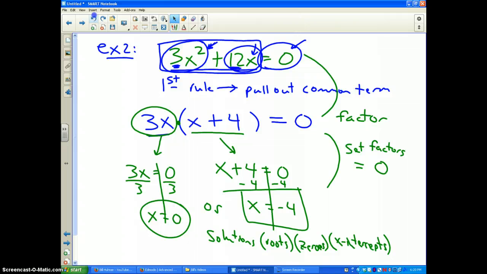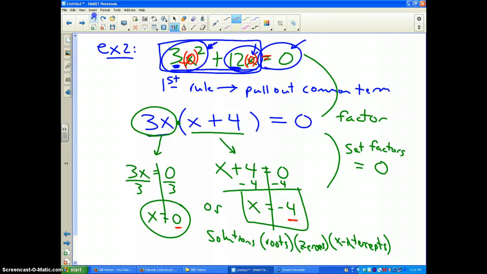Now I can check this. I can put 0 back into my original problem. If I put 0 in and square it, that's 0. 0 times 3 is 0. And if I put a 0 there, 12 times 0 is 0. 0 plus 0 equals 0. It works. And the same thing would work as if I put a negative 4 in there.